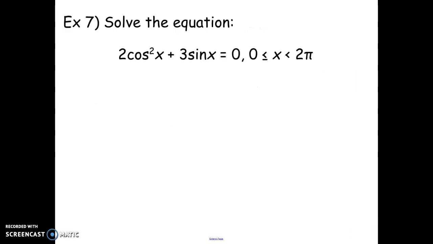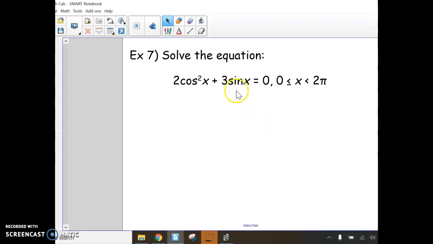I'm going to skip the first two problems. We're going to go right into this. I have 2 cosine squared of x plus 3 sine of x equals 0. I can actually solve this by hand, but we will not ask you to do that. We are going to enter this into the graphing calculator.